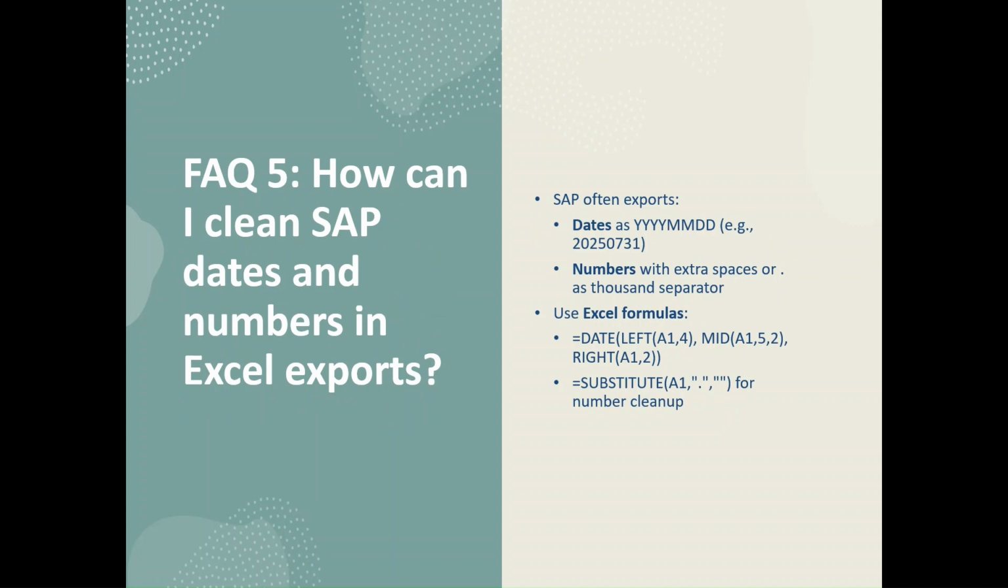Moving forward, the next question is, how can you clean SAP dates and numbers in Excel exports? It's very easy. Normally SAP exports dates in the format of year, month and date, for example 2025.07.31. The numbers with extra spaces or thousand separators are normally separated with a dot. In Excel you can use the formula DATE with LEFT, MID, RIGHT, or you can use SUBSTITUTE to replace dot with comma. In this way, the data you are exporting from SAP will be clean. It can be dates or numbers, but it will be aligned with the basic format used by Excel. So this is the answer to your next question.